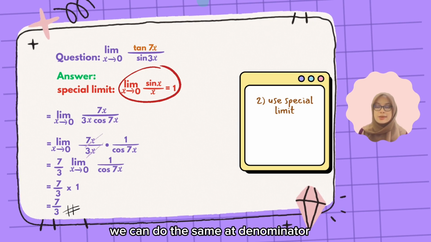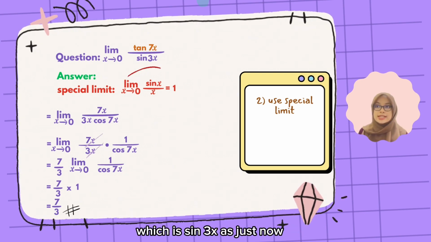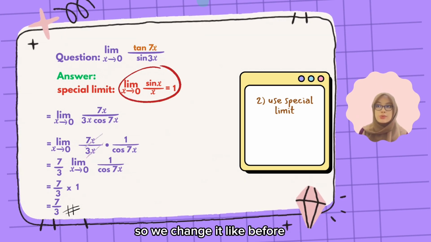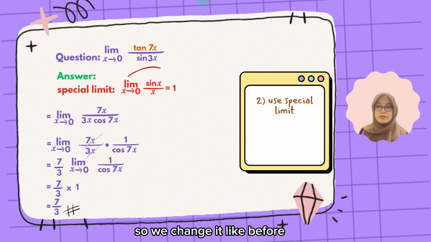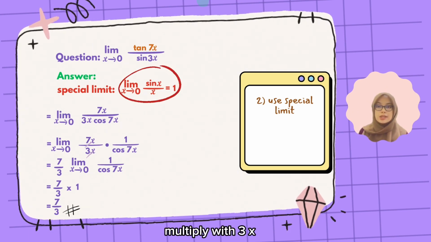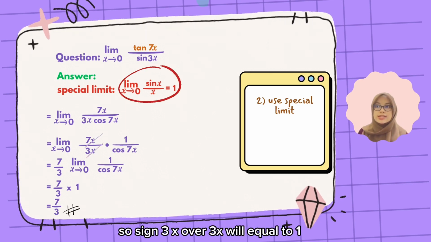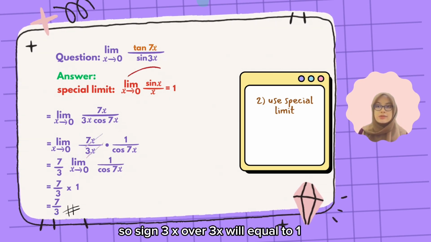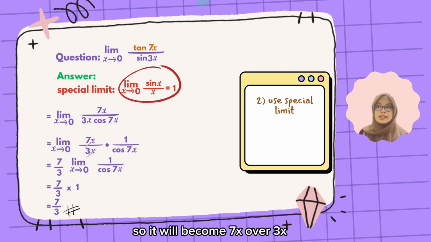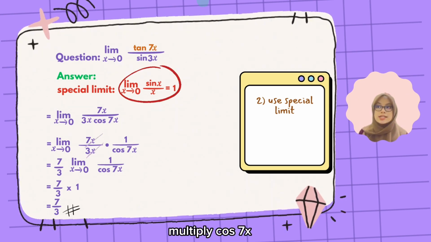We can do the same at the denominator, which is sin 3x. As just now, we want to make sin 3x become special limit 2. So we change it like before. It will become sin 3x over 3x multiplied with 3x. So sin 3x over 3x will equal 1. So it will become 7x over 3x multiplied by cos 7x.